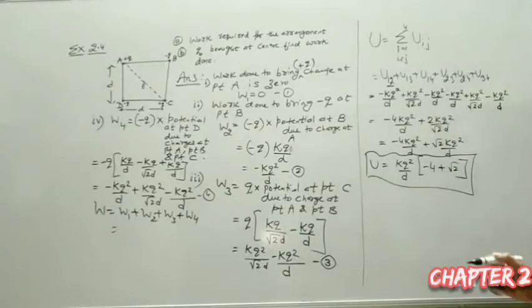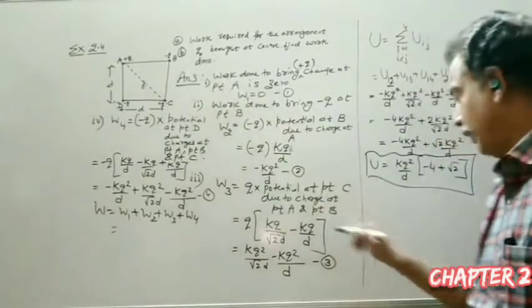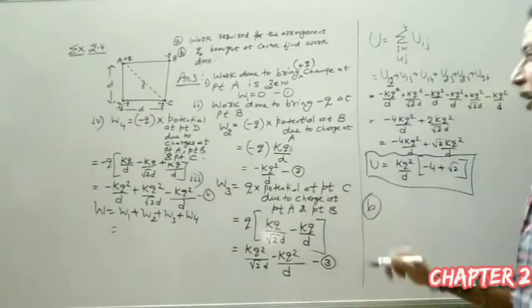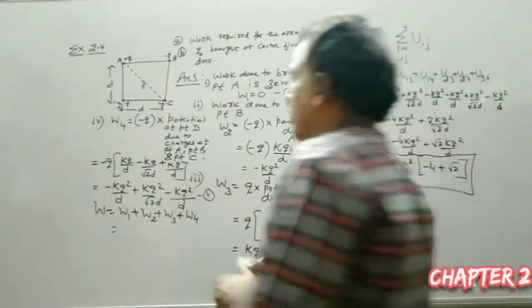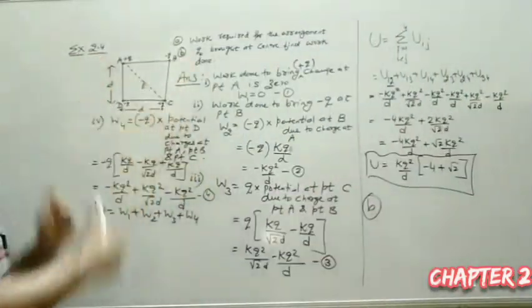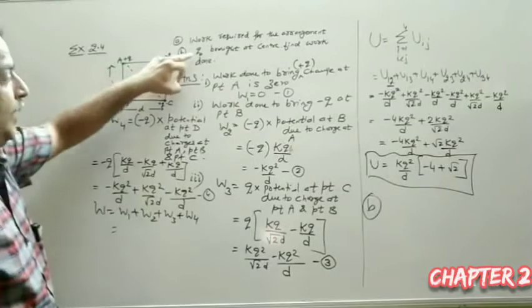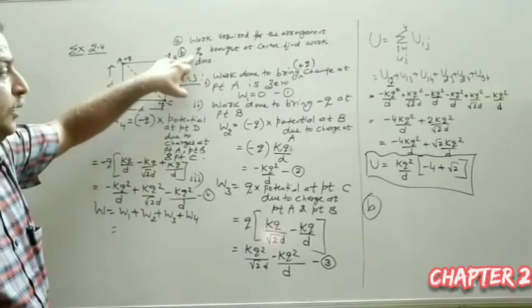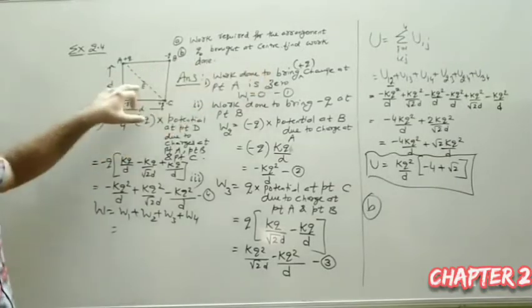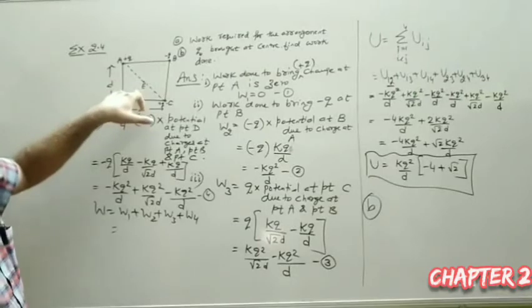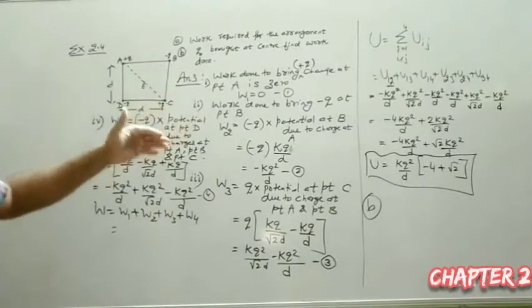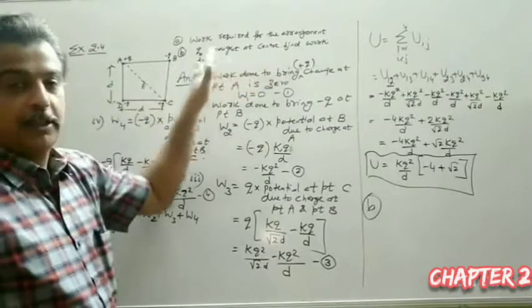Now this was the first part. Now what is the second part? After arranging all these 4 charges, we bring an additional charge Q naught at the center. The point is labeled as E. We have to find out the work done.